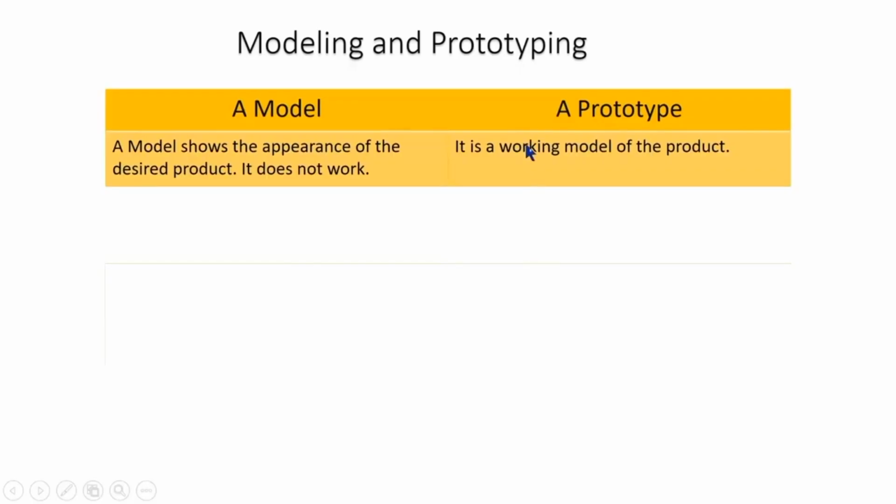So, when we are saying that I have developed a model as far as the product design is concerned, that model will just show the physical appearance of the product, the exterior of the product, how the product will look like after its development, that we call the modeling. However, a prototype is the working prototype. So, it will have all the functionalities, it will have all the features which we are trying to incorporate in our product. So, it is a working model of the product that we call the prototype.